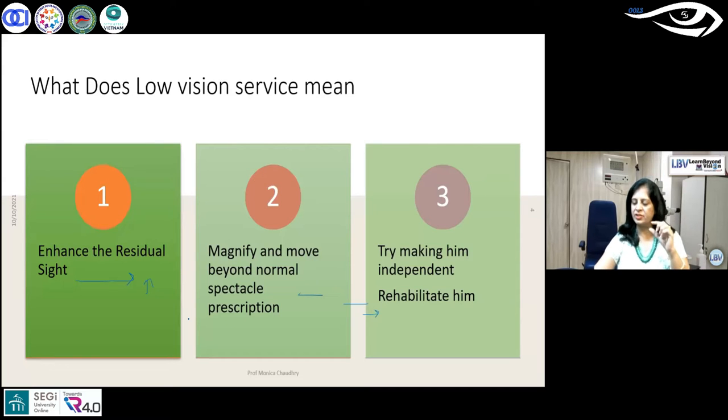Let's say he has a vision graded to near vision. Let's say the patient can see the vision N36 size. You would use the devices so that you could make the N6 become N36. So you would magnify the N6 to a size of N36. And hence what will happen? The patient will start seeing it.